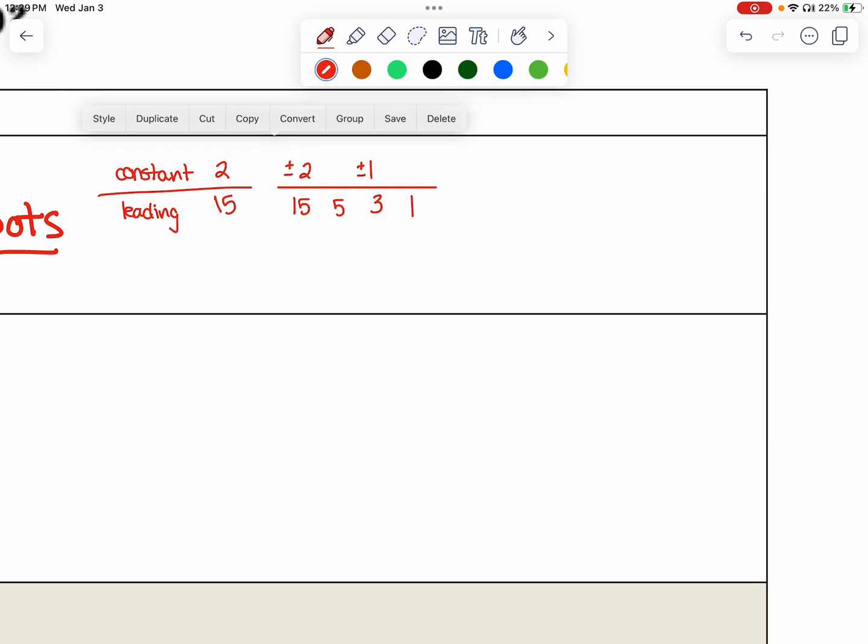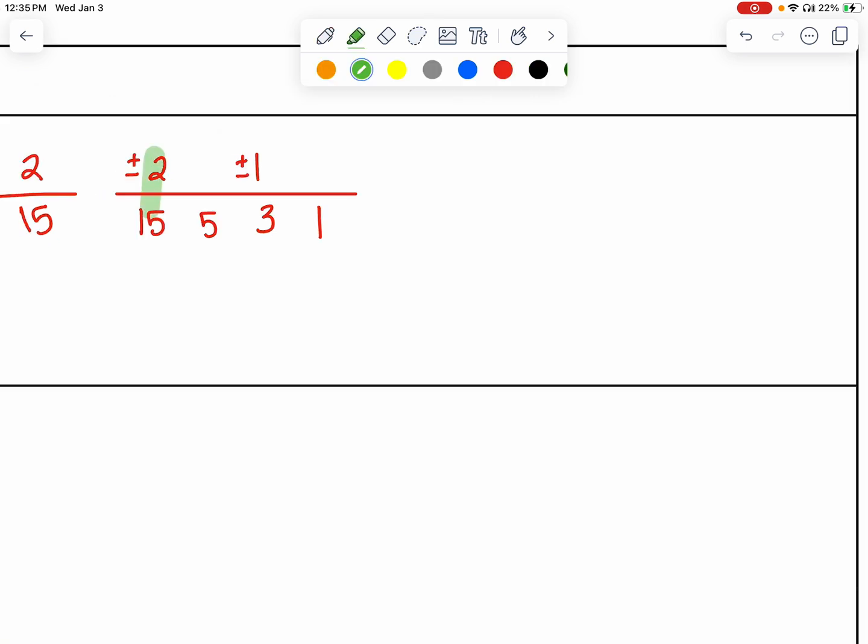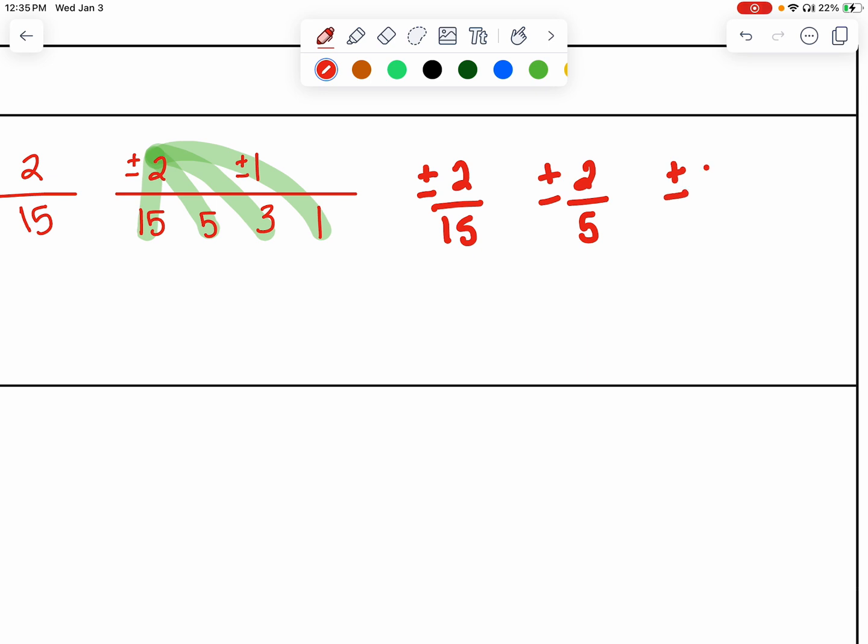And here they go. You need to test in your calculator 2 over 15, 2 over 5, 2 over 3, and 2 over 1. So we're going to test positive and negative 2 over 15, which does not reduce, positive and negative 2 over 5, which does not reduce, positive and negative 2 over 3, which does not reduce, positive and negative 2 over 1, which just reduces to positive and negative 2.